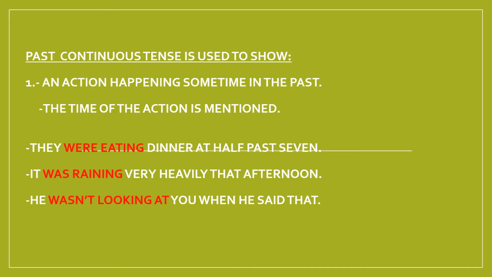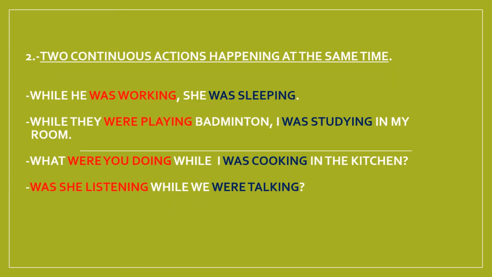It was raining very heavily that afternoon. He wasn't looking at you when he said that. Two continuous actions happening at the same time. So we can use two past continuous tenses in one sentence, but it consists of two ideas.